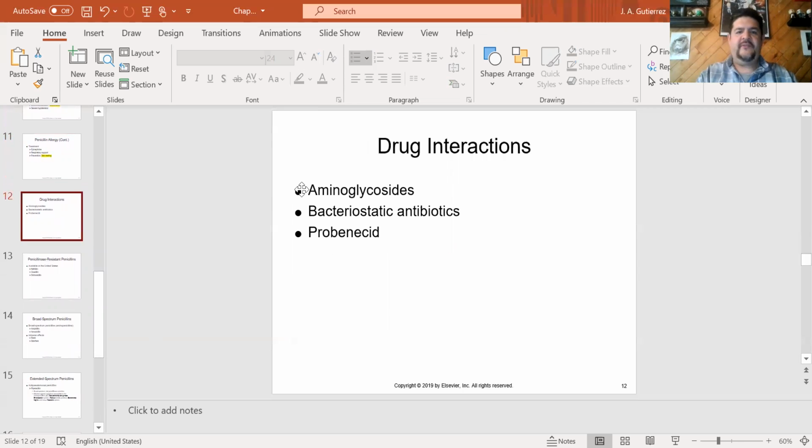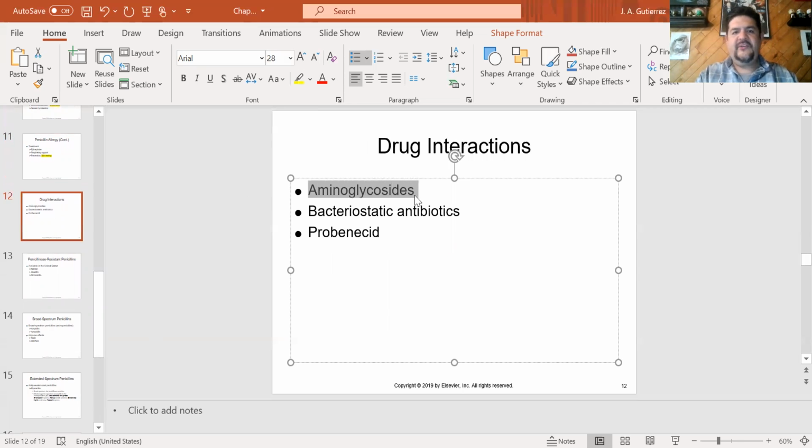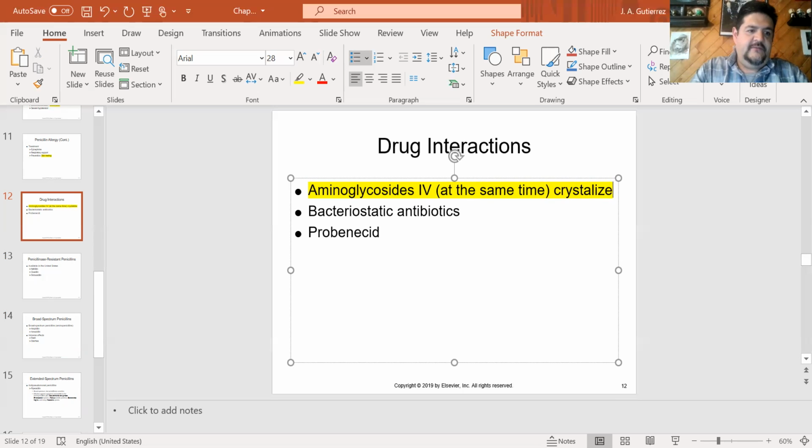Regarding drug interactions, aminoglycosides, this is another antibiotic that is going to have a severe interaction with penicillins when the presentation of both of them is IV. So never give aminoglycosides with penicillins at the same time. When you mix aminoglycosides with penicillins IV at the same time, the two of them are gonna crystallize in the vascular system. So it's like injecting a bunch of broken glass into the patient's vein. So very careful on this.